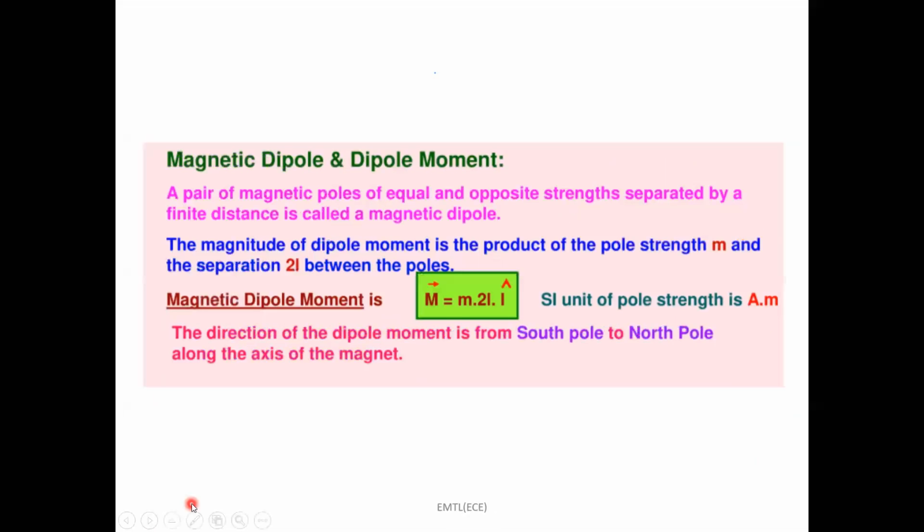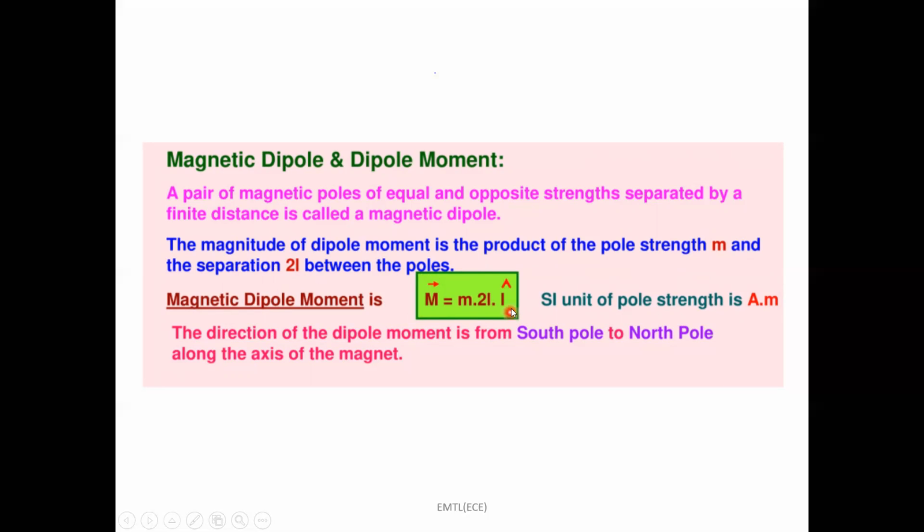Now, magnetic dipole. So, what is a magnetic dipole? A pair of magnetic poles of equal and opposite strengths separated by a finite distance is called a magnetic dipole. Here, the magnetic dipole moment is represented by capital M. The magnitude of the dipole moment is simply the product of pole strength m and the separation between the poles, that is 2L. So the magnetic moment capital M is equal to small m into 2L.